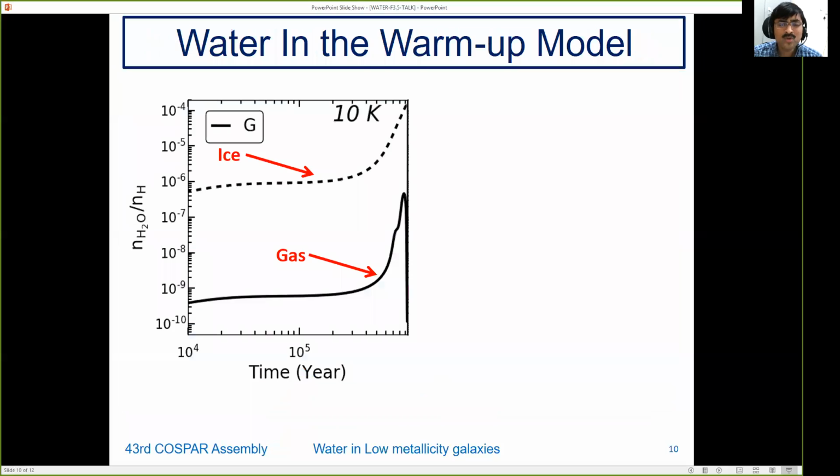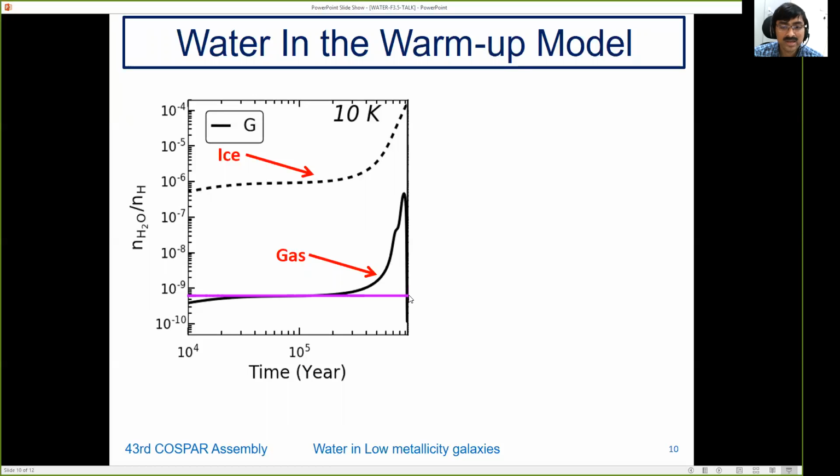Now we have also studied water formation in the warm-up model. Here you can see that in this phase the gas and dust temperature is kept at 10 Kelvin, and the density and visual extinction are evolved. What you can see is that water is very efficiently formed on the surface of the dust grains. As I was saying, at the later time it will start to freeze out on the surface of the dust grain.